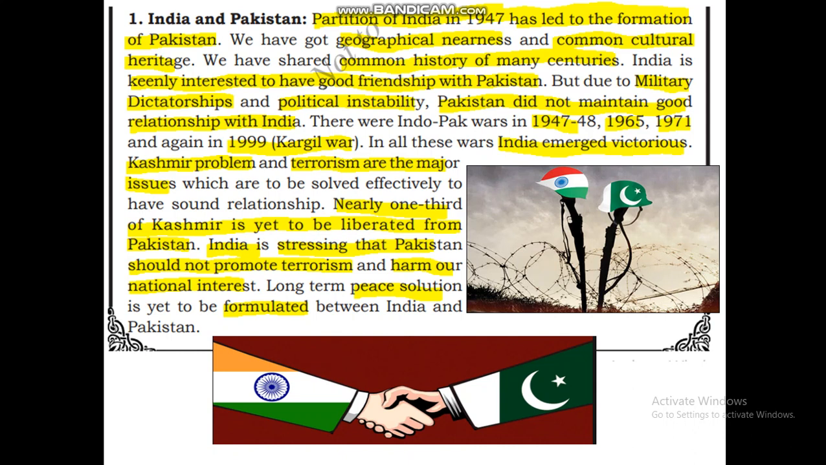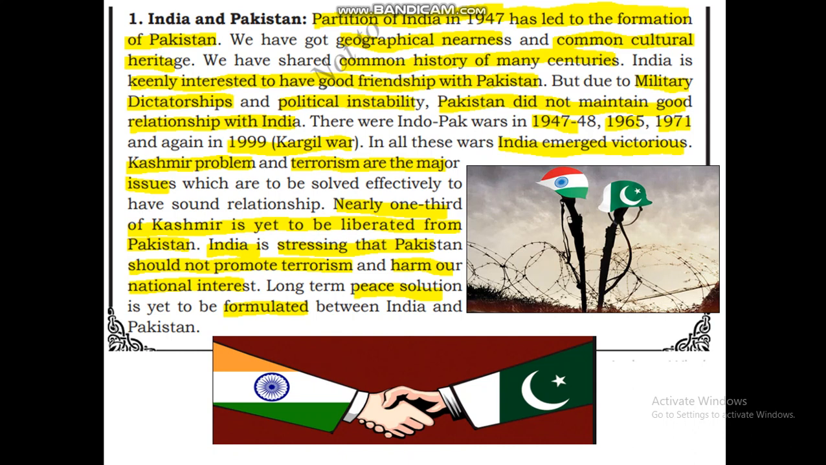As I told you, we have geographical nearness and a common culture and heritage, and India is keenly striving hard to maintain a good relationship with Pakistan. But due to military dictatorship and political instability in Pakistan, it did not maintain a good relationship with India. We have seen four major wars between India and Pakistan: 1947, 1965, 1971, and 1999, that is the Kargil war. We should be happy that in all these four wars India emerged victorious. We won all the wars.